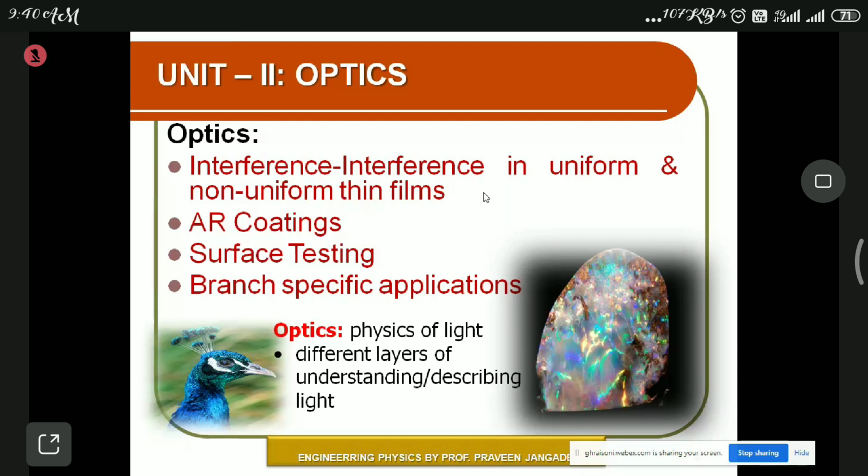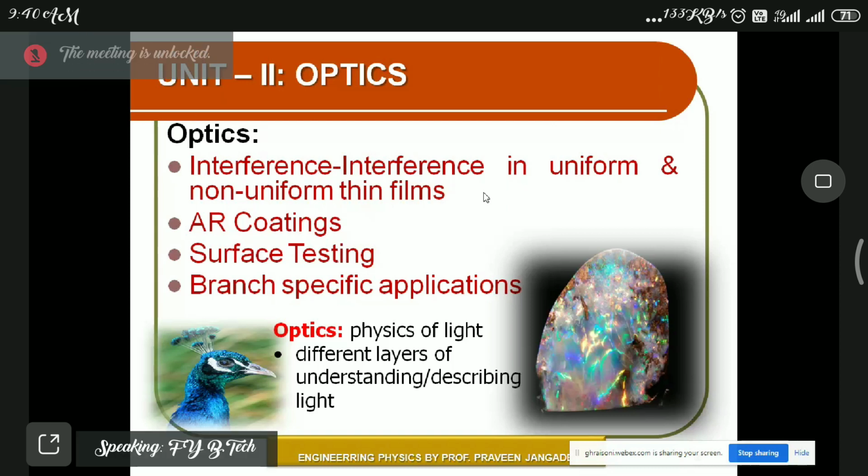It is used in the specs that we are wearing, the spectacle lenses, or the lenses that we are using in cameras. Wherever these lenses are used, anti-reflection coating can be used for quality.